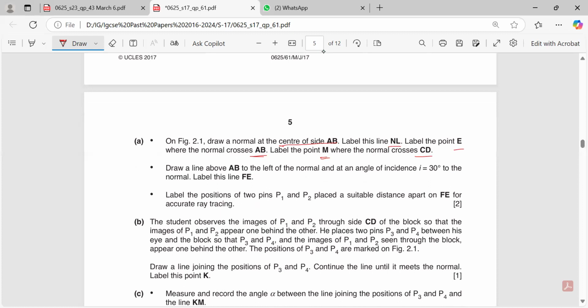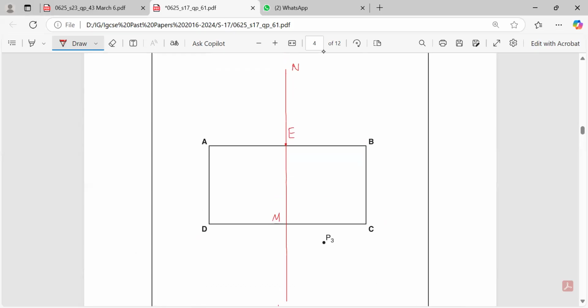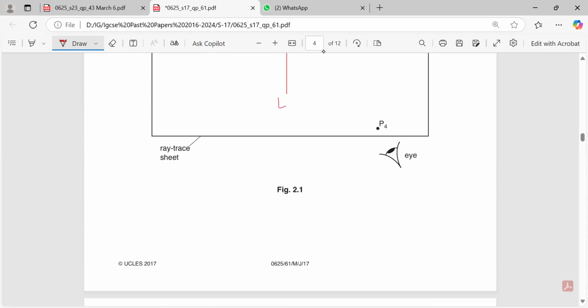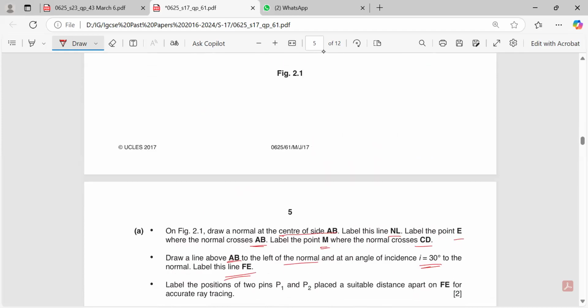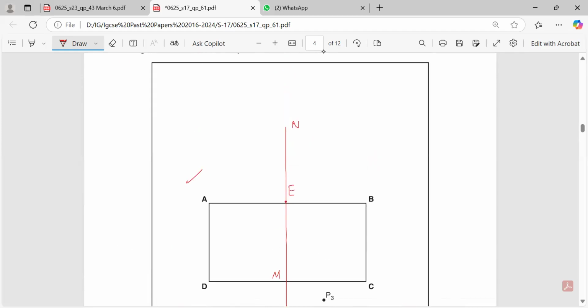Draw a line above AB to the left of the normal and at an angle of incidence of 30 degrees to the normal. Label this line FE. It is above AB, it is to the left of the normal, and the angle of incidence is 30 degrees. E is already there, the other end will be F. Now what will you do? How will you be doing it?